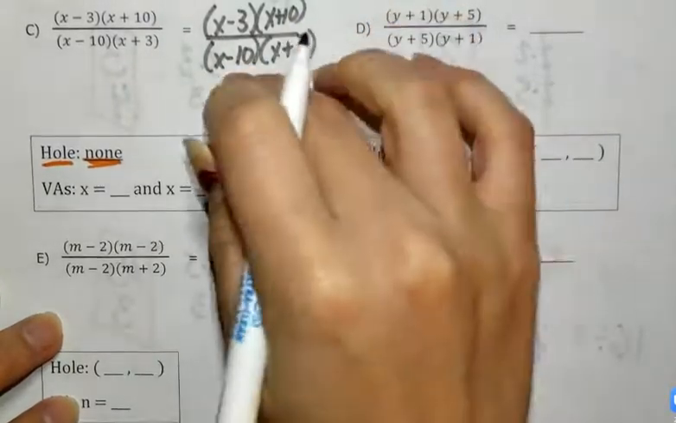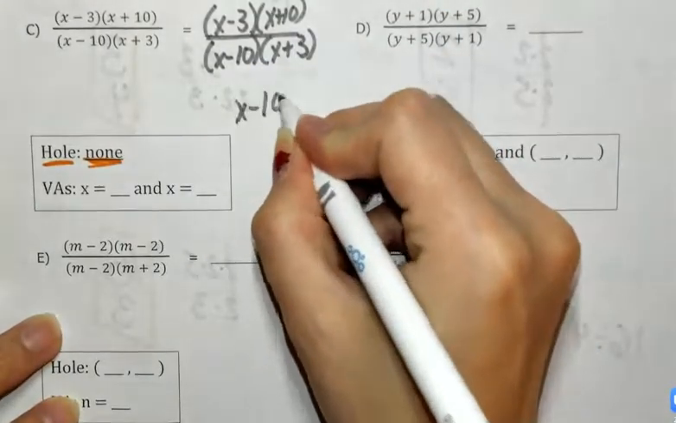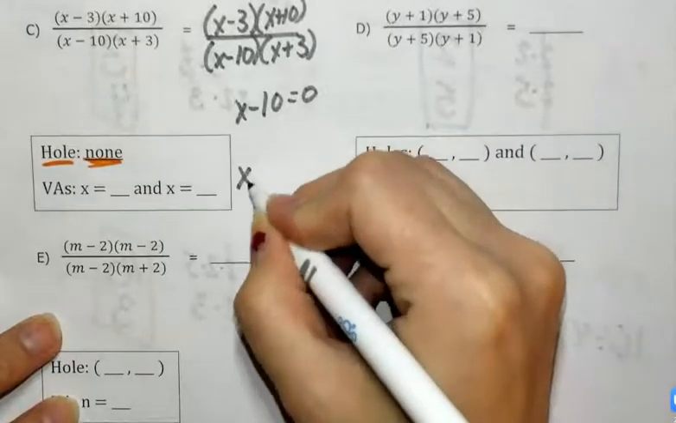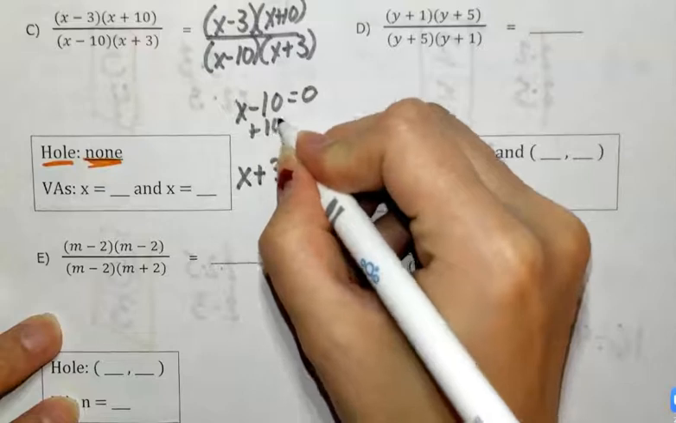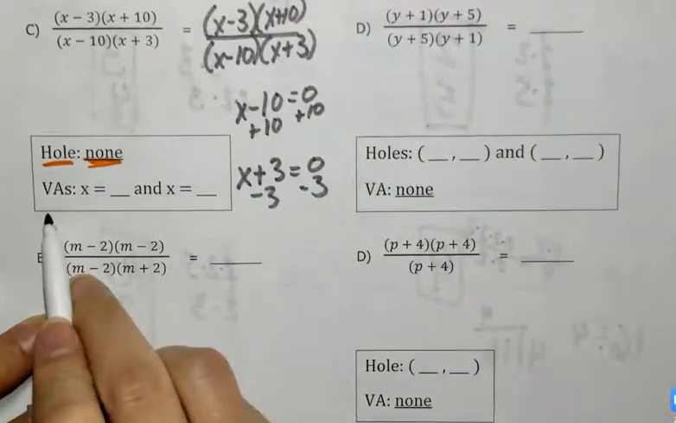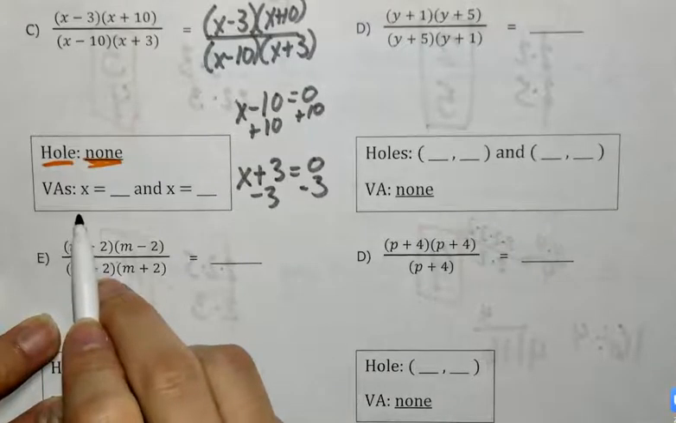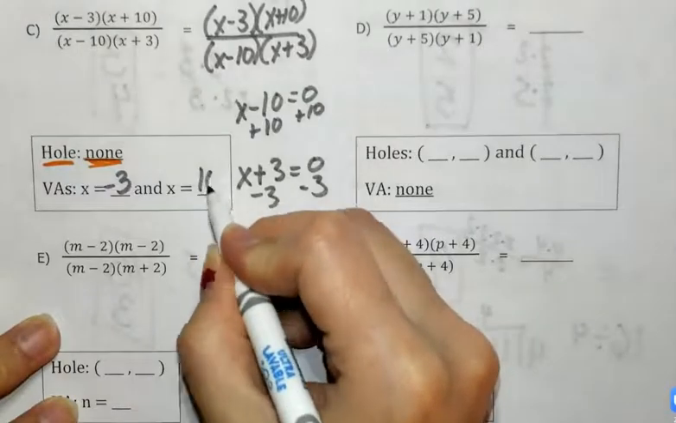And we're going to have 2 vertical asymptotes. We're going to set x minus 10 equal to 0, and we're going to set x plus 3 equal to 0. Add 10, subtract 3. So you have vertical asymptotes at x equals negative 3 and x equals 10.